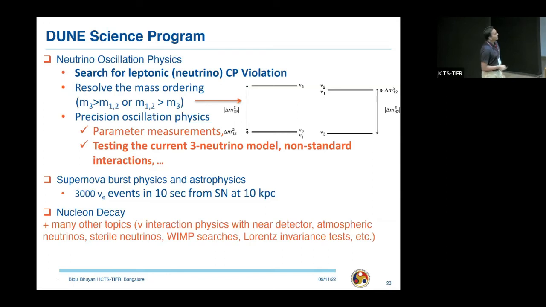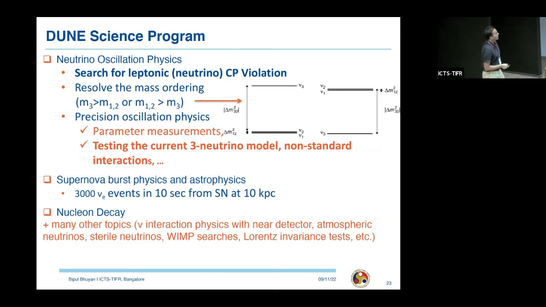Let's look at the science program quickly. So basically, we are looking at the measurement of the lepton CP violation as a priority 1 program. And of course, we also need to resolve this mass ordering issue, whether this ordering is correct or this ordering is correct. That's something that we have to do quickly. And then we'll be doing a lot of precision oscillation physics, including the parameter measurements, then a lot of other physics that can be done that we heard already from the previous speaker.